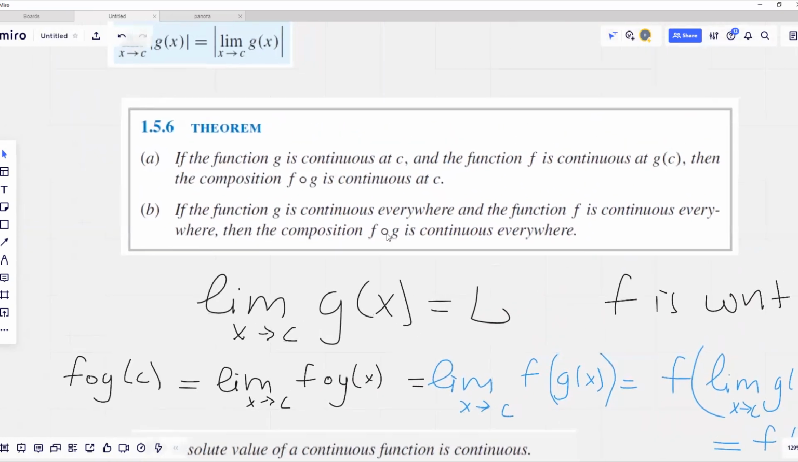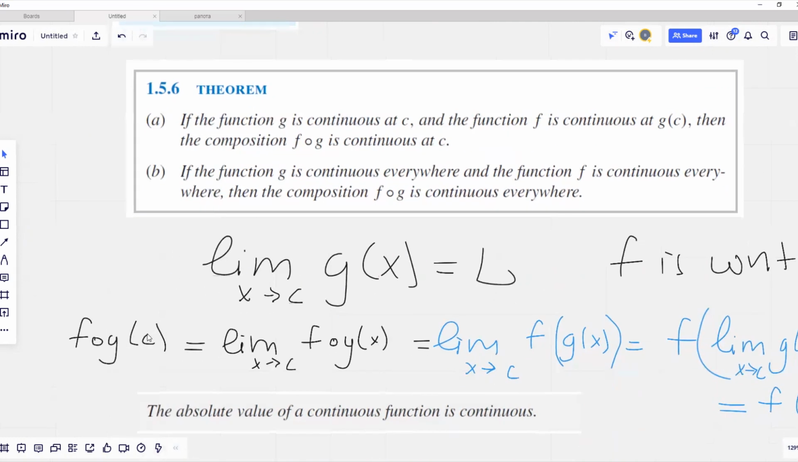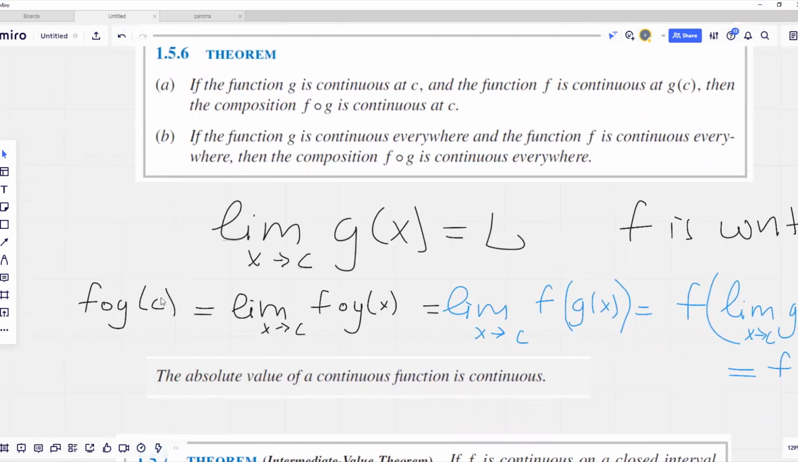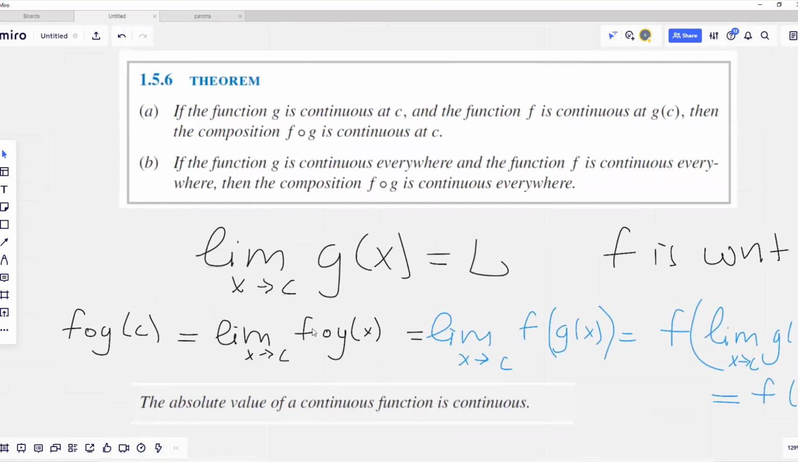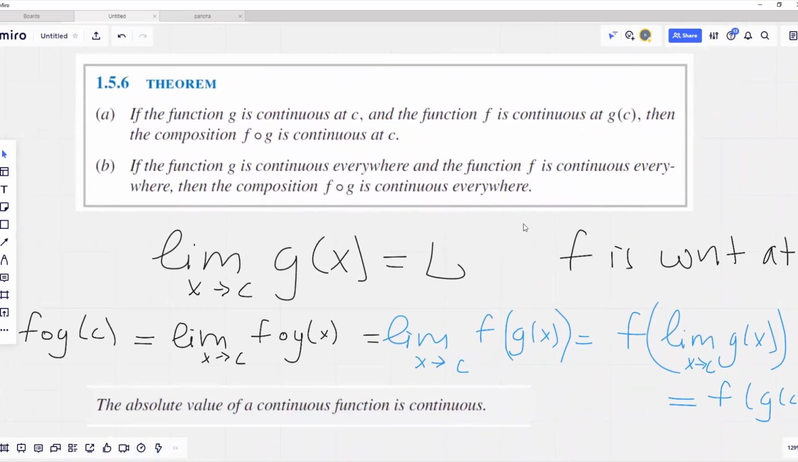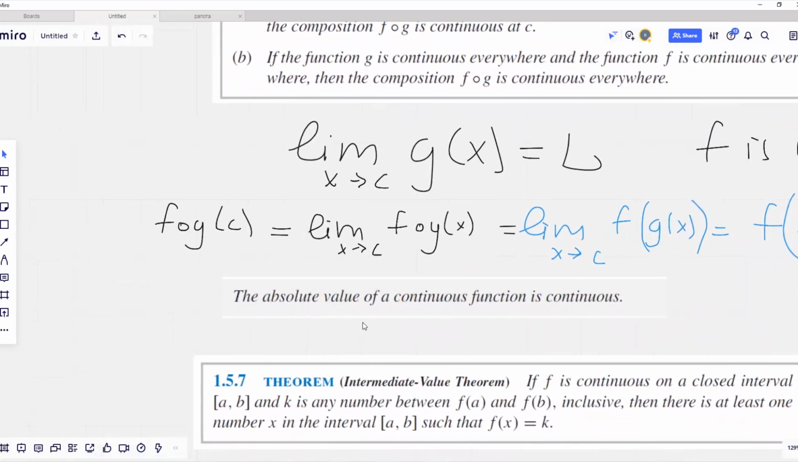Oh, by the way, guys, regarding part B, we can use part A to prove part B by simply setting up an arbitrary value C on the interval from -infinity to +infinity. Then we can prove that this will hold true for any value C on the interval from -infinity to +infinity, which basically means that their composition is continuous everywhere. All right, now, the absolute value of a continuous function is continuous.